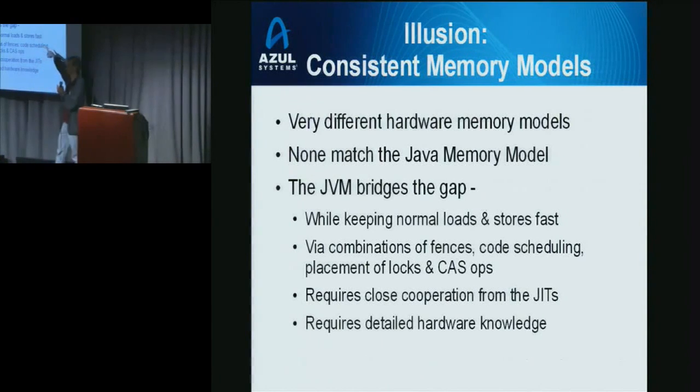Normal loads and stores have to remain fast. And we do it by some combination of code scheduling, fences, very careful placement of your locks and your compare-and-swap operators. It requires close cooperation from the JIT. It requires a JIT engineer to have detailed hardware knowledge to do the right thing, to know when he can insert an x86 mfence or sfence or a locked add to the top of the stack, or whatever it is today or tomorrow or the next day, on the right way to do this on x86 or SPARC or ARM or whatever.